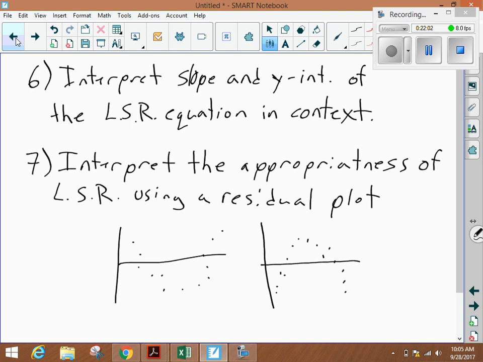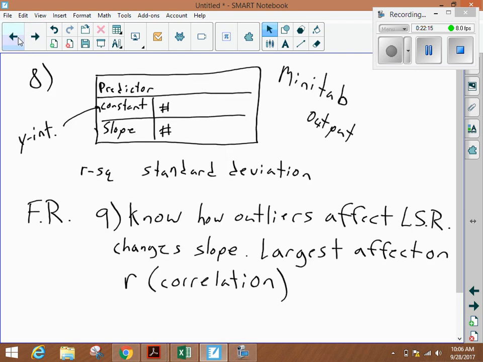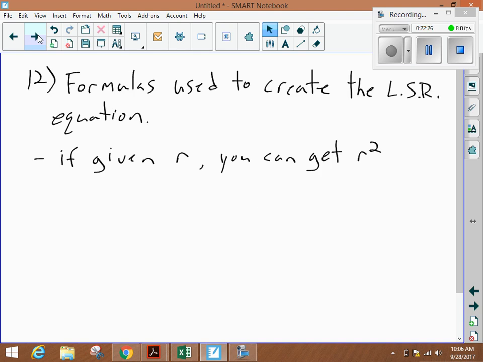Seven was knowing when it's appropriate to use a residual plot. And 11. Oops. There's no 11. I decided to go straight to 12. So there's the last of it here. All right.